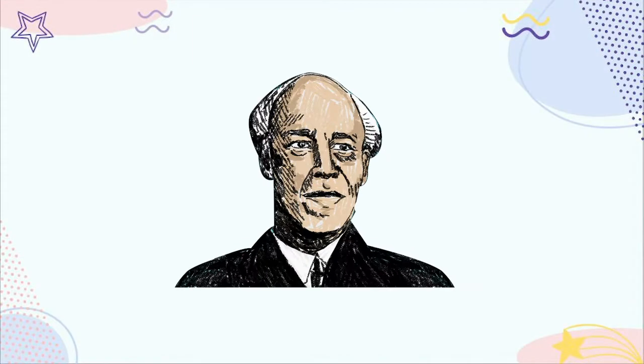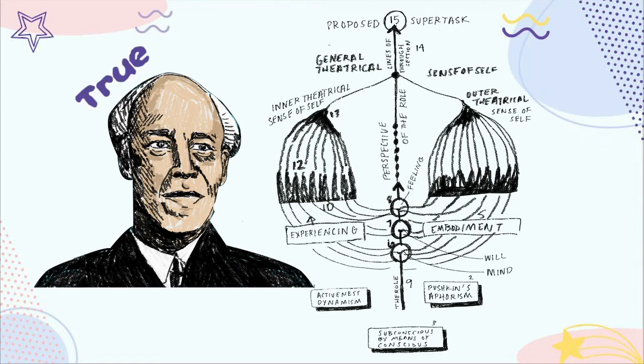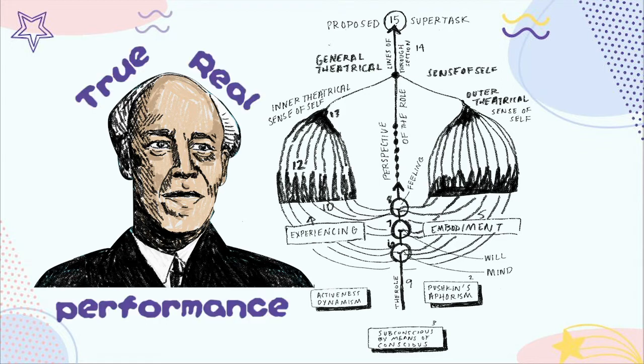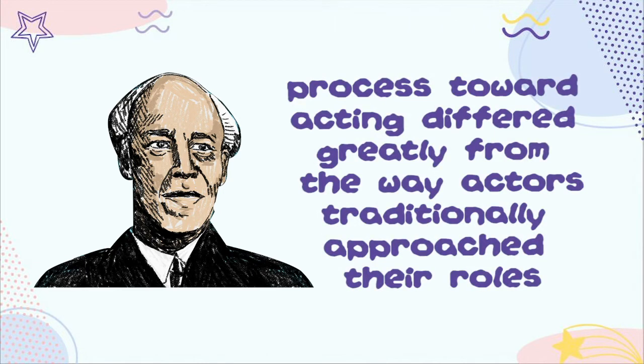As an actor, Stanislavski saw a lot of bad acting, what he termed as artificial. Stanislavski wanted actors to work on characters from the inside, and thus create more of a true or real performance. Stanislavski's thought process toward acting differed greatly from the way actors traditionally approach their roles.